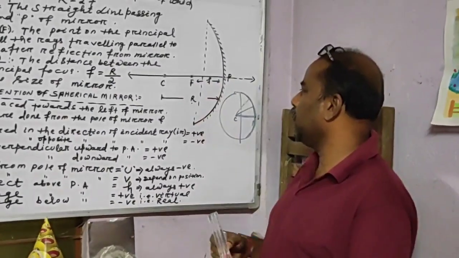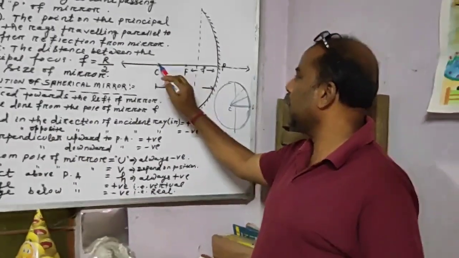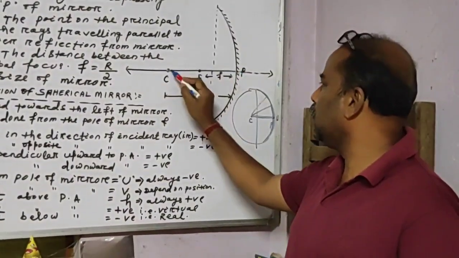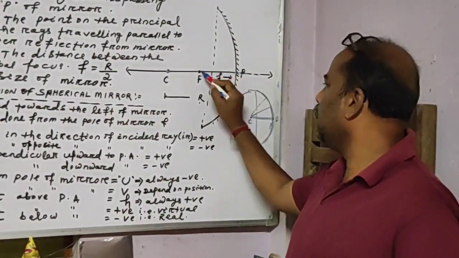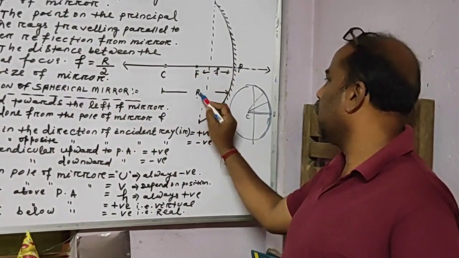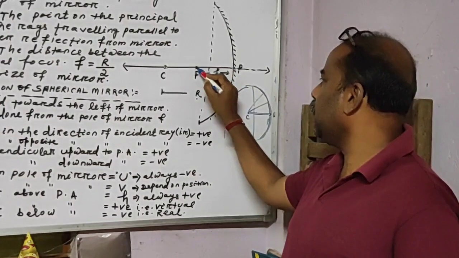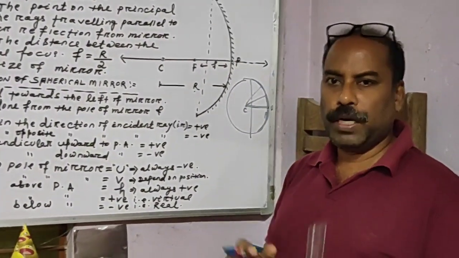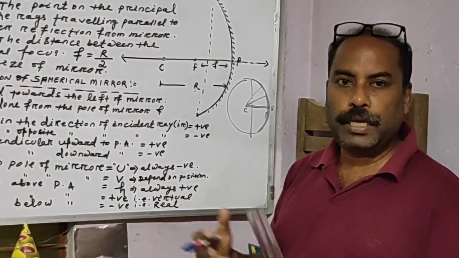So, this point, you can see, this is center of curvature, this is pole of the mirror, this is the radius of curvature, and in the middle of the radius of curvature, that is C to P, that is R, what we called R, the midpoint of the R is generally called as the principal focus. But, literally, we have to define in a different way.